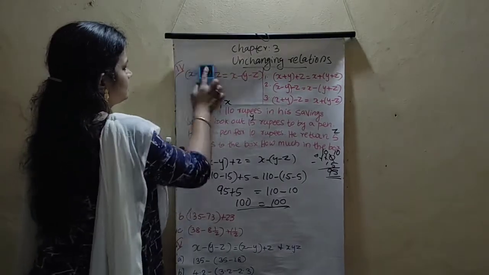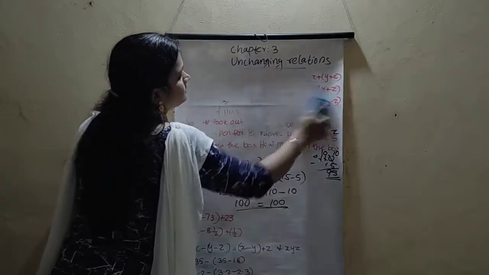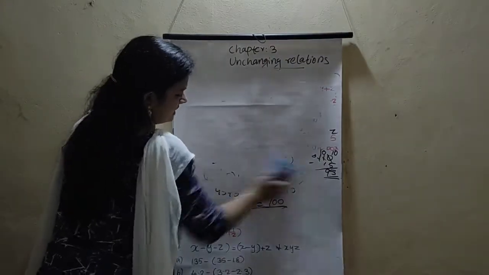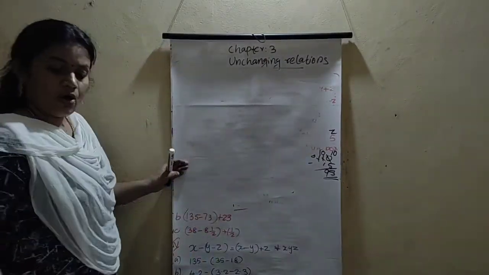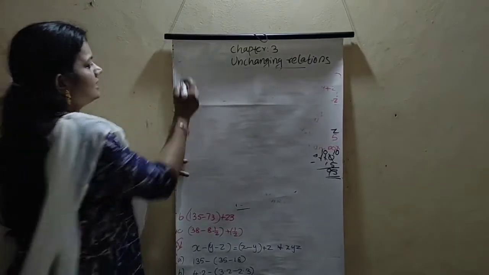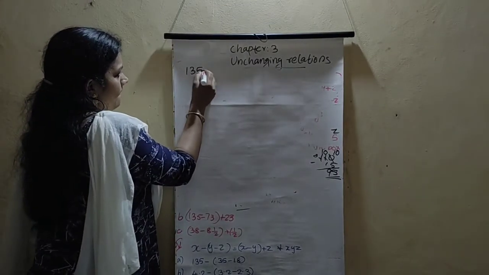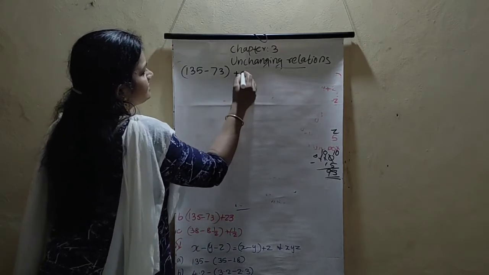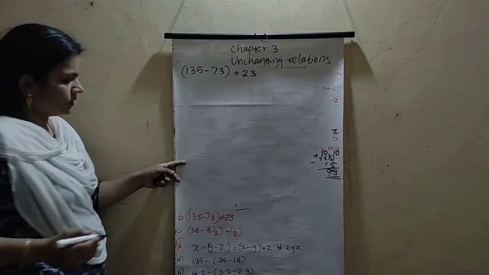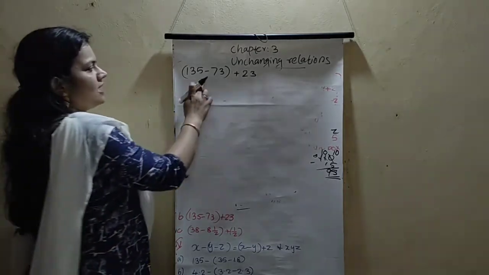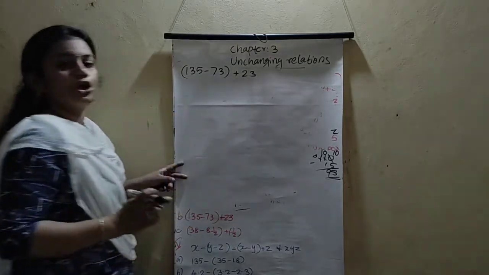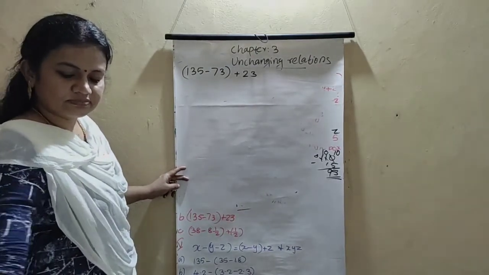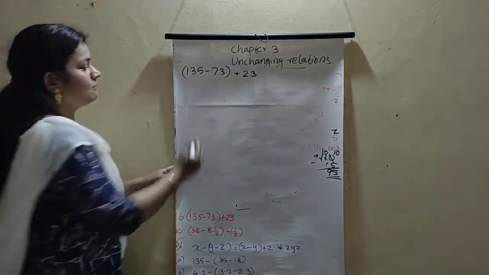Next, one more question is given in your textbook. What is the first question? The first question is 135 minus 73 plus 23. 135 minus 73 plus 23. Okay, what is the first question? What is the fourth general principle?